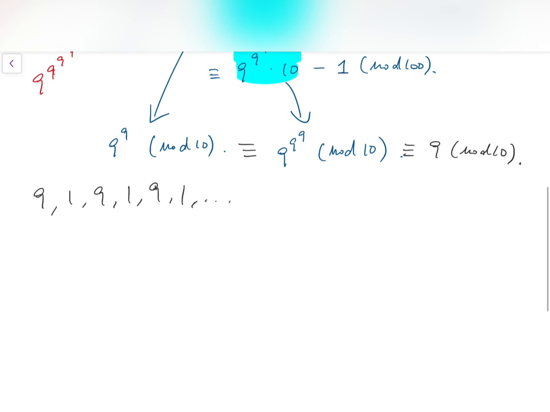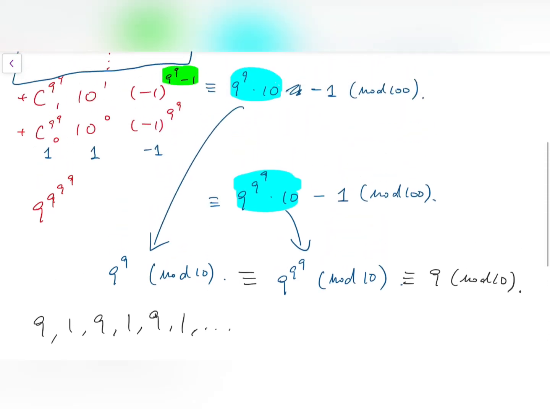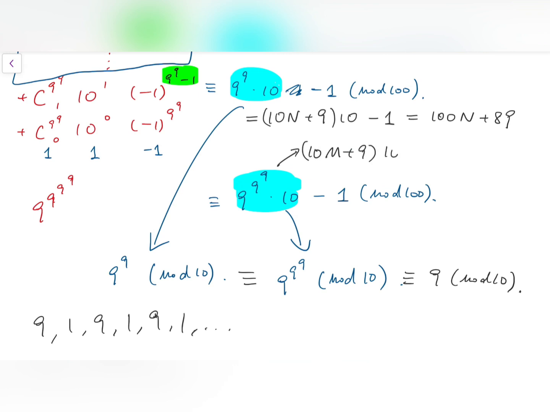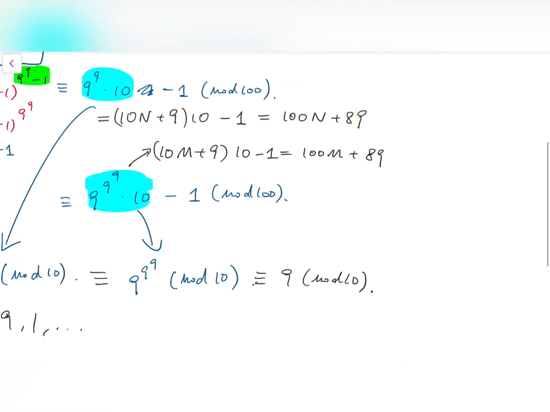Furthermore, if we want to really calculate the last two digits of these two powers, then from this we know that both blue terms are 10 times n plus 9, and then multiplied by 10 minus 1 for the first term. And so there's 100 times big N plus 89. Of course, for this, you can let the power be 10 times big M, but that's the same. It's just a different expression, but the last two digits are the same, and that is 89. These two powers both end with 89.